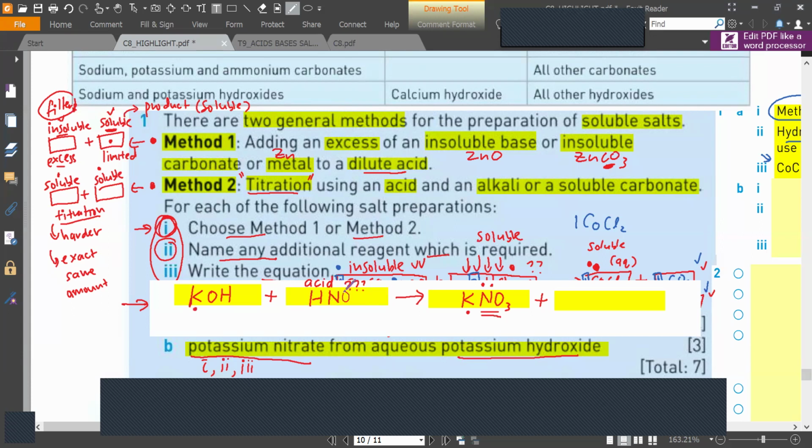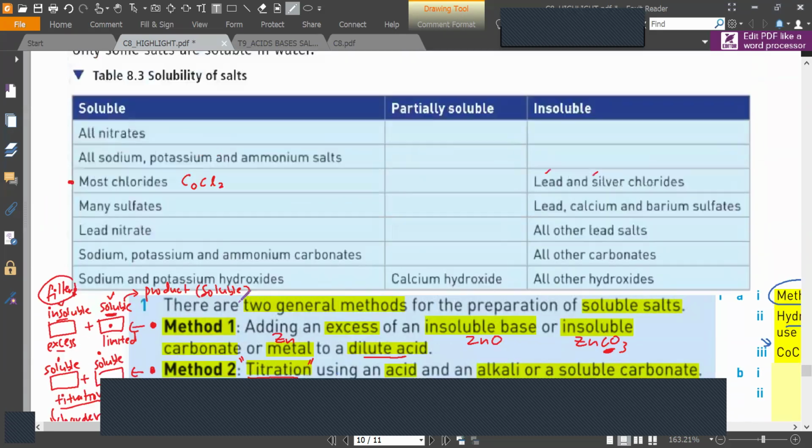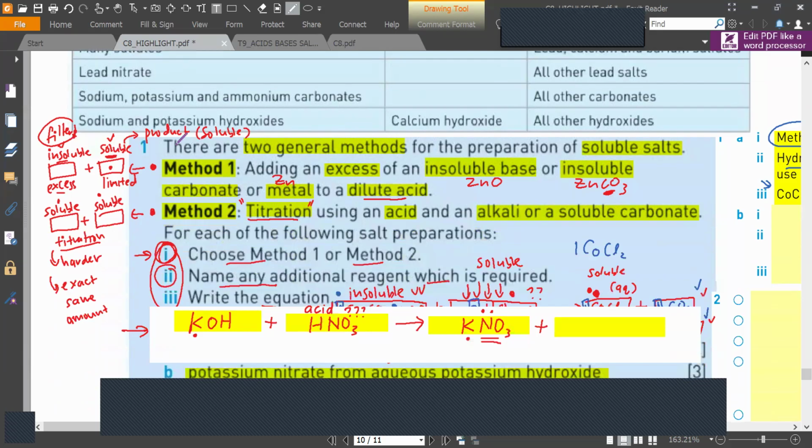So we need nitric acid. And for potassium hydroxide, we know anything potassium is soluble, so this is aqueous. Nitric acid is always soluble. Now we need to answer question i.